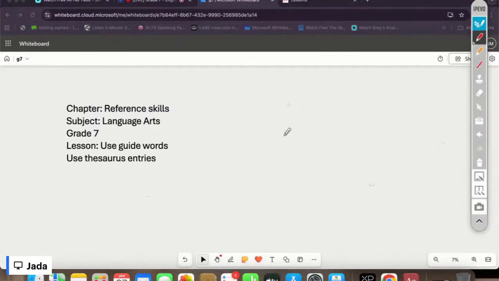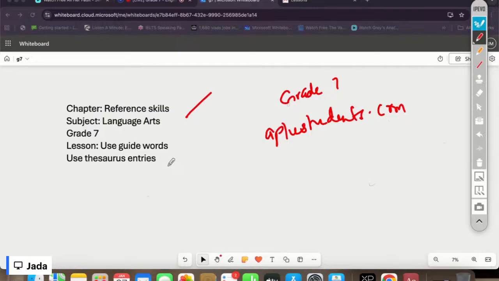Today we'll have reference skills. First you have to log in using the apostn.com. Click on move on to language at the grade 7. Chapter is reference skills and lesson is use guide words, users, entries.